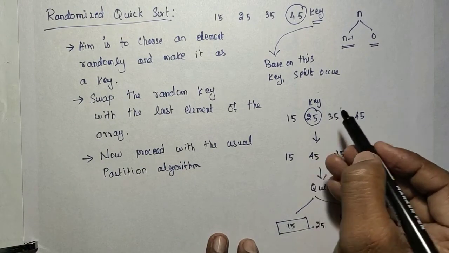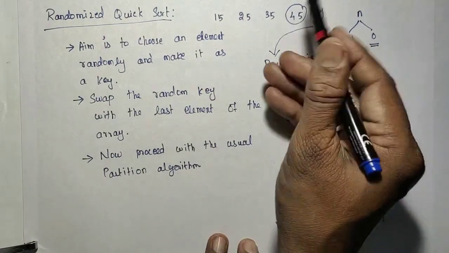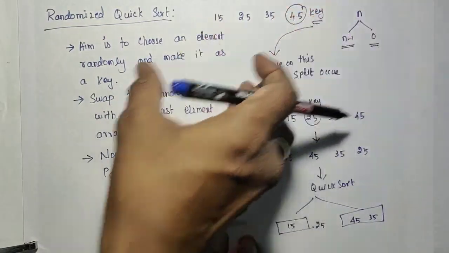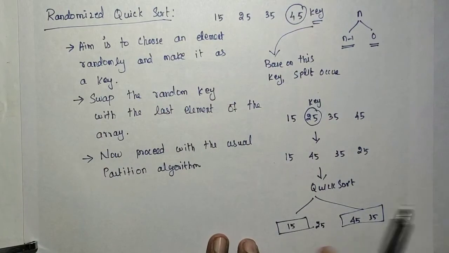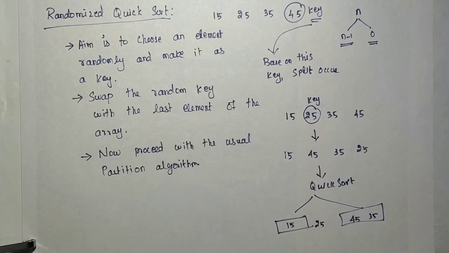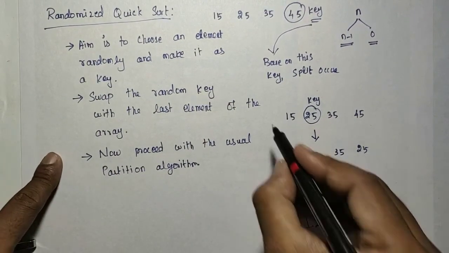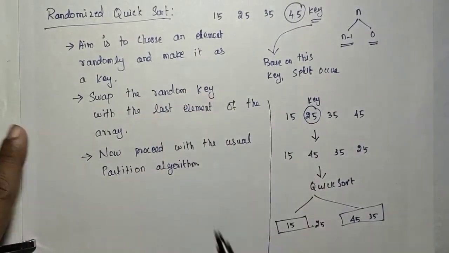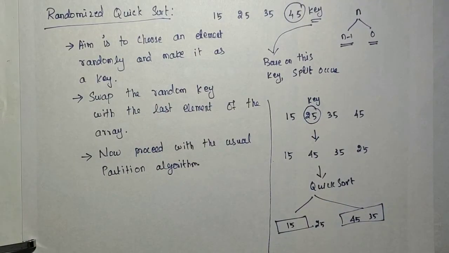Previously, if you are not swapping, it will be like 15, 25, 35 on the left side and no element on the right side. Now it will be divided into somewhat equal parts. So these are the steps we are going to add for randomized quicksort.